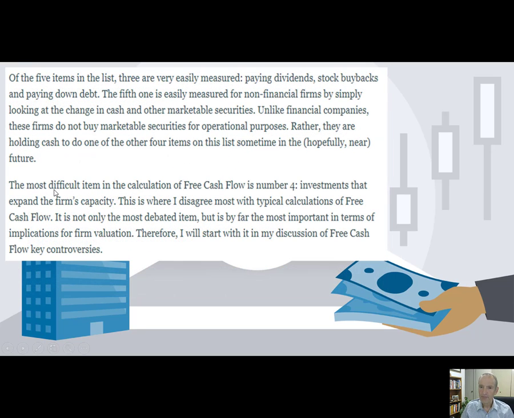So 3 of those 5 things are really easy to measure: paying dividends, buying back stock, paying down debt. The 5th one, you can look and see if they're holding a lot of cash and other marketable securities. It can be a little tough. Apple was a little tough to see how much cash they're holding because they put it in several places on the balance sheet, but you can find it if you look for it. So the most difficult one is that 4th one.